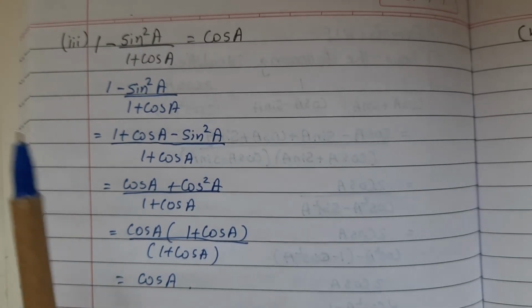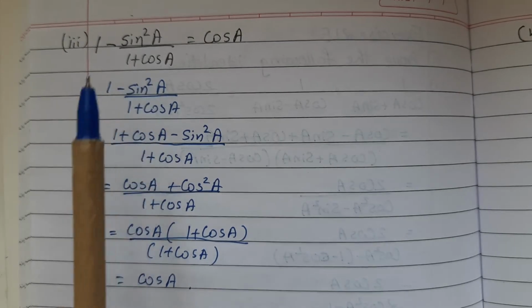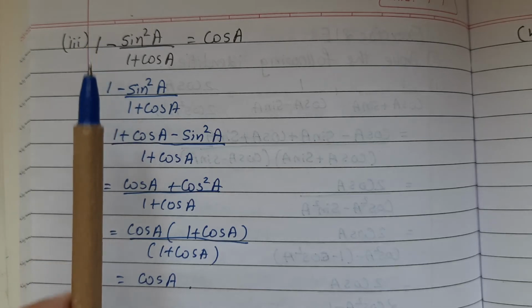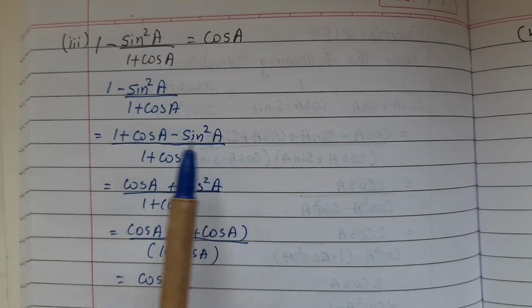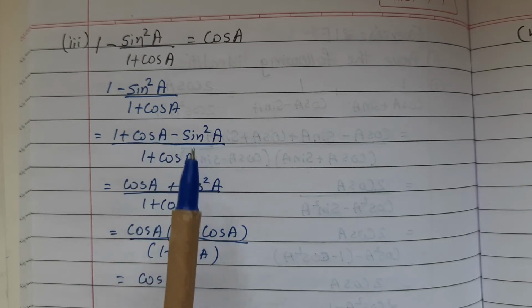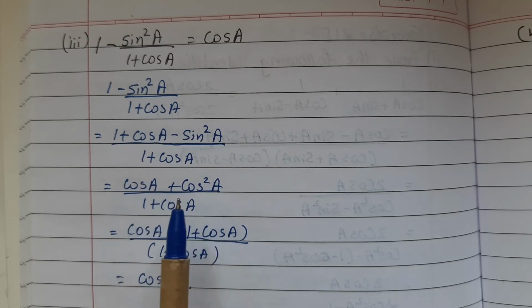Third part. 1 minus sin square A upon 1 plus cos A. Here LCM of the denominator will be 1 plus cos A. So multiply and divide this term by 1 plus cos A. We get 1 plus cos A minus sin square A upon 1 plus cos A. 1 minus sin square A is cos square A, equal to cos A plus cos square A upon 1 plus cos A. Cos A is common. Cos A into 1 plus cos A upon 1 plus cos A cancel each other. Remains only cos A equal to right hand side.